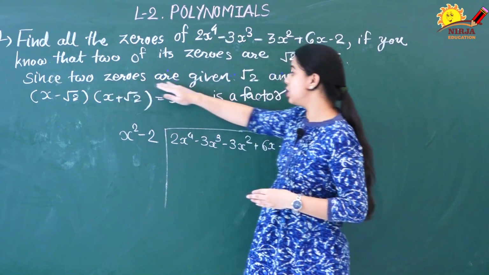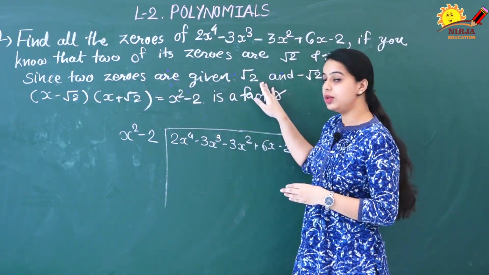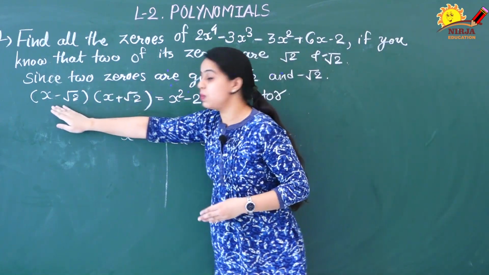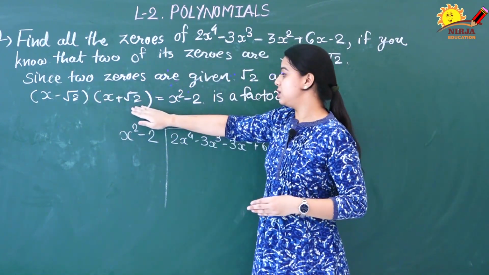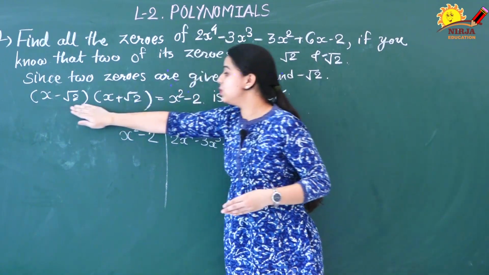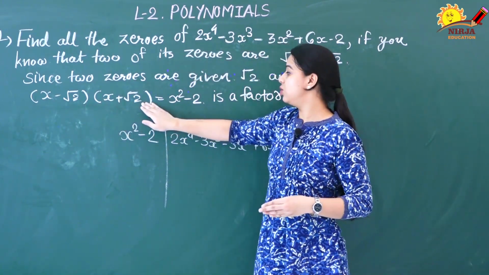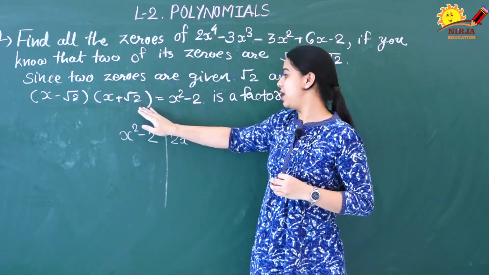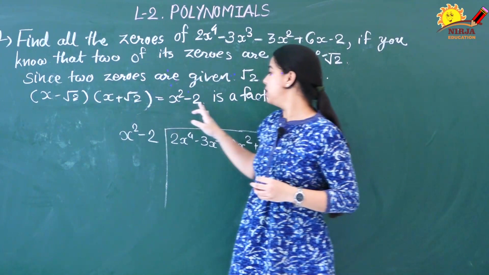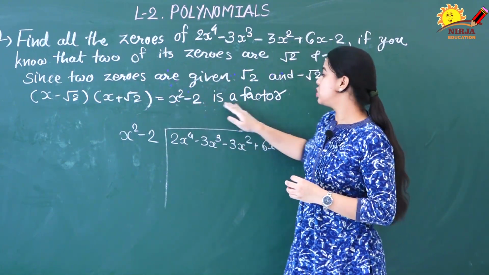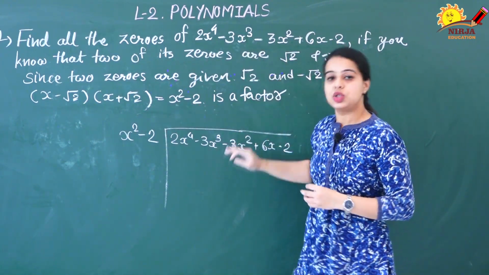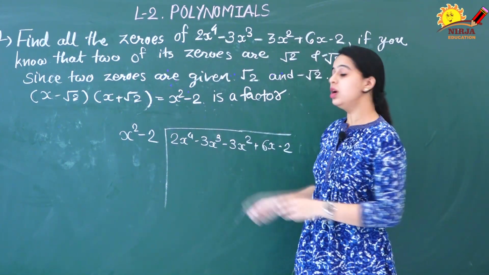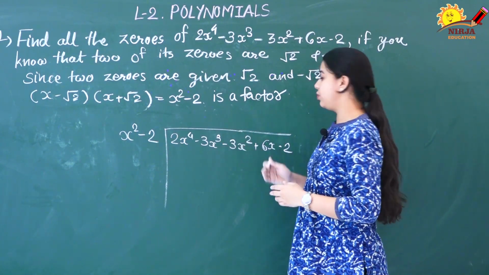Since two zeros are given, which are root 2 and minus root 2, we can write the factors as x minus root 2 and x plus root 2. Further solving, (a minus b) into (a plus b) is equal to a square minus b square, so we get x square minus 2. Now x square minus 2 is a factor of this polynomial, so we are going to divide this polynomial by its factor.